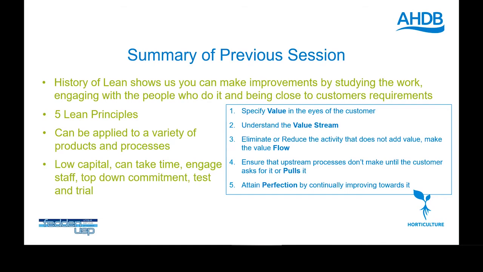And finally, the last point in this previous session summary was, most of these things are low capital, low investment, and fairly easy to do. We'll prioritize those things that give benefit but are fairly easy to do and don't involve a huge cost. They can take a bit of time to do, but you get the rewards fairly quickly. Engaging staff and making sure we've got top-down commitment is key.